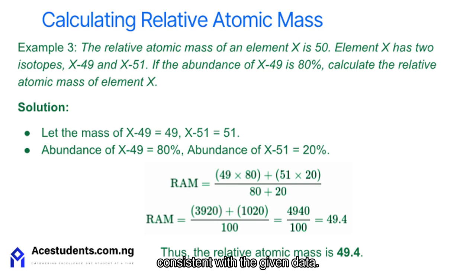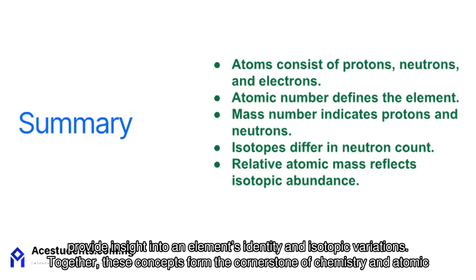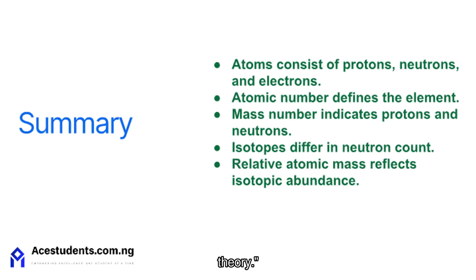In summary, understanding atomic structure involves recognizing the roles of protons, neutrons, and electrons. Atomic and mass numbers provide insight into an element's identity and isotopic variations. Together, these concepts form the cornerstone of chemistry and atomic theory.